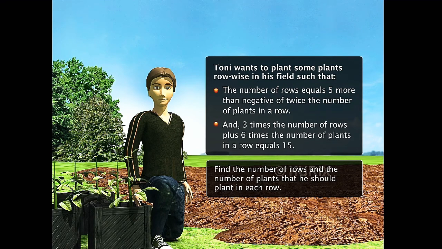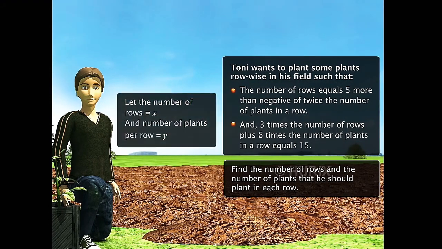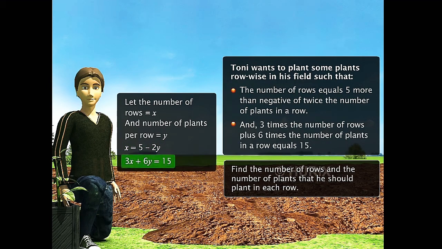Let's first express the given information algebraically. Let the number of rows be equal to x, and the number of plants in a row be equal to y. As per the first condition, we get the equation as x equals 5 minus 2y. And as per the second condition, we get the equation as 3x plus 6y equals 15.